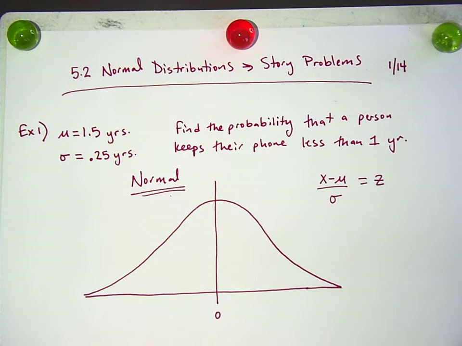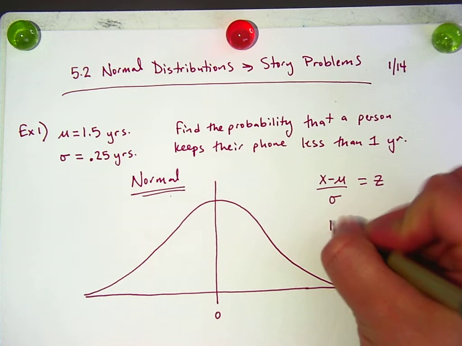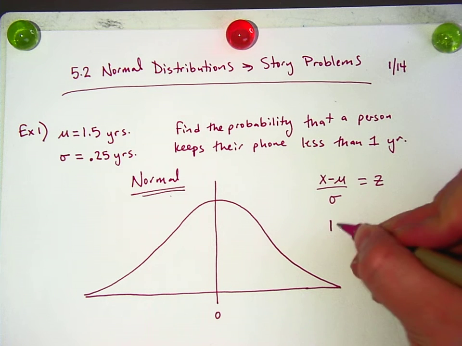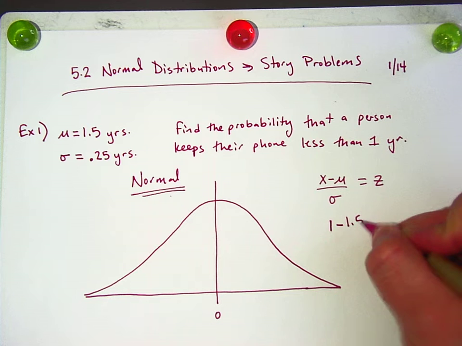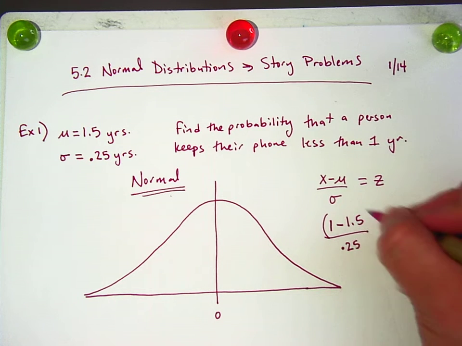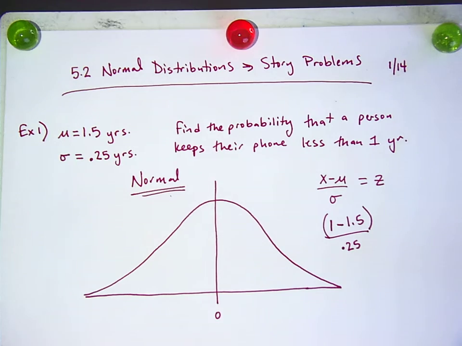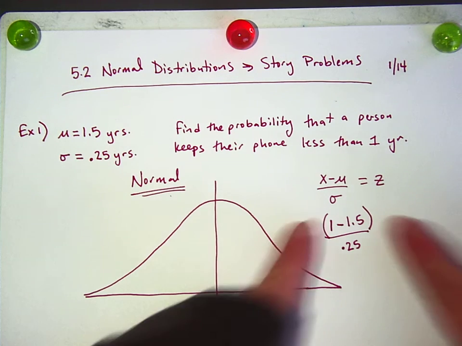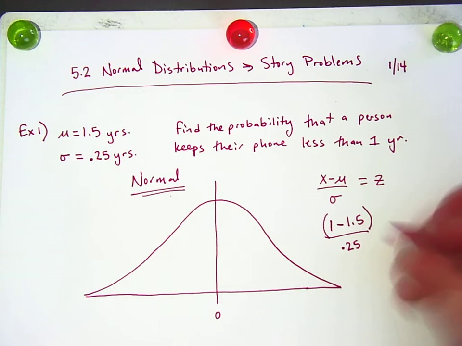1 year. We're just talking about the line, and then we can decide if it's shading to the left or to the right, depending on less than or greater than. So this is a 1, minus mu is 1.5, divided by 0.25. Go ahead and you can put this in your calculator or do this in your head. The top has to be in parentheses for you to do this right.